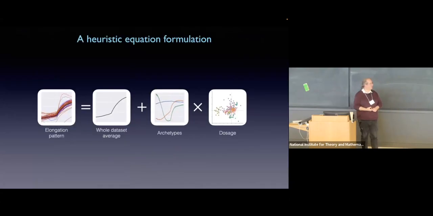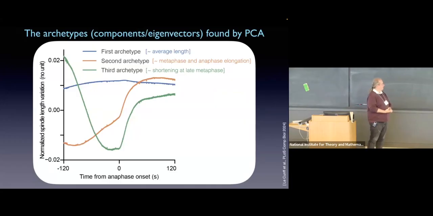So once we had that, I made a kind of graphical heuristic equation, let's put it like that, to recapitulate the fact that the elongation pattern we see is the average combined with archetypes, which are these 3 components extracted from the PCA, and a certain dosage, a single number that says how much of each of these archetypes you are putting in. Now let's look at these archetypes, because they are really informative about what is happening in the spindle. So the first archetype looks to be flat, and it's probably encoding roughly the average length of the spindle.